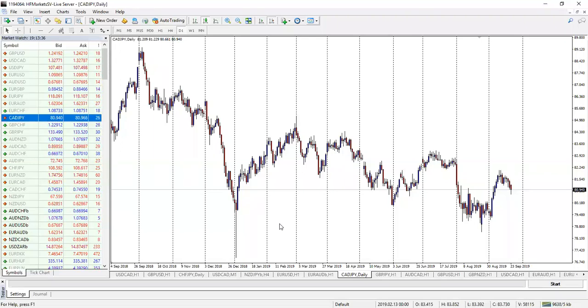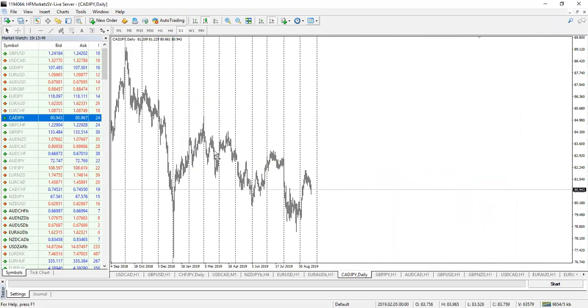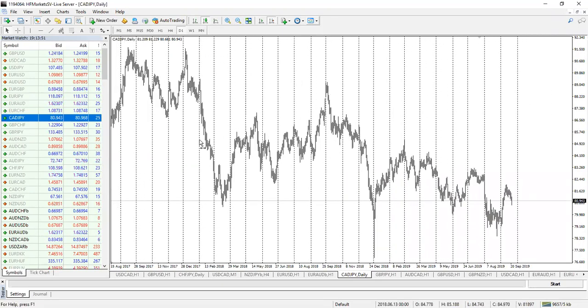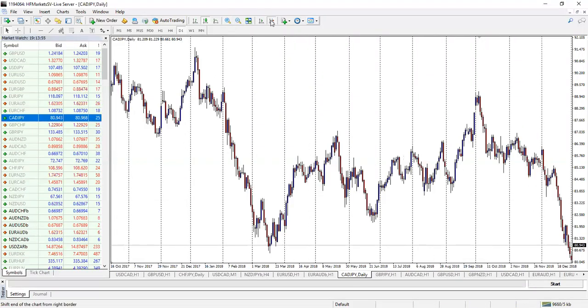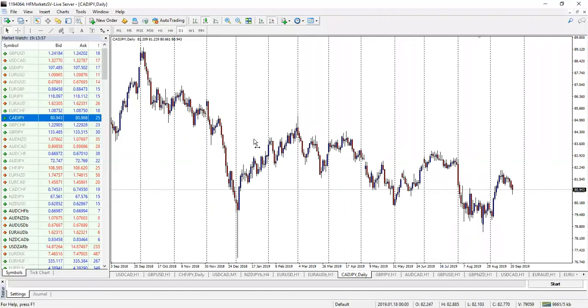Once you understand the trend of the market, it will help you move one step ahead. Looking at Canadian dollar, Japanese yen, it's very clear that this market is trending and it's on a downtrend. Now, if I take my trend line.